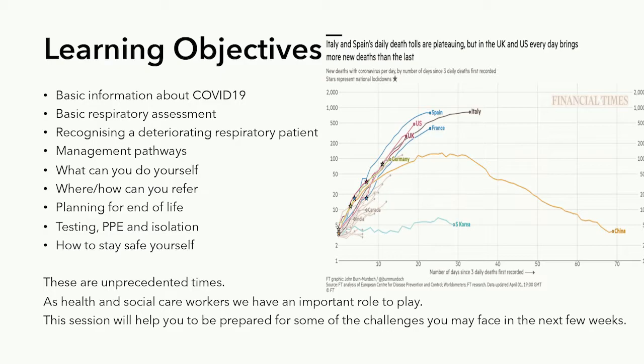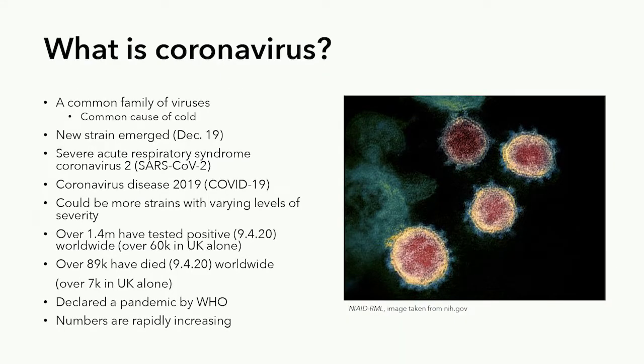What I'm going to talk about today is to go through some basic information about COVID and determine what you need to do a basic respiratory assessment. How do you manage a patient with COVID in various settings? What can you do yourself, and when do you refer to somebody else, like the acute hospital, etc.? What else can you do for those patients who are approaching end of life, and also importantly, how to stay safe yourself and how to keep your own family safe. And I'm hoping that in doing all this, I'll help you to be prepared for some of the challenges that you may face in the next few weeks.